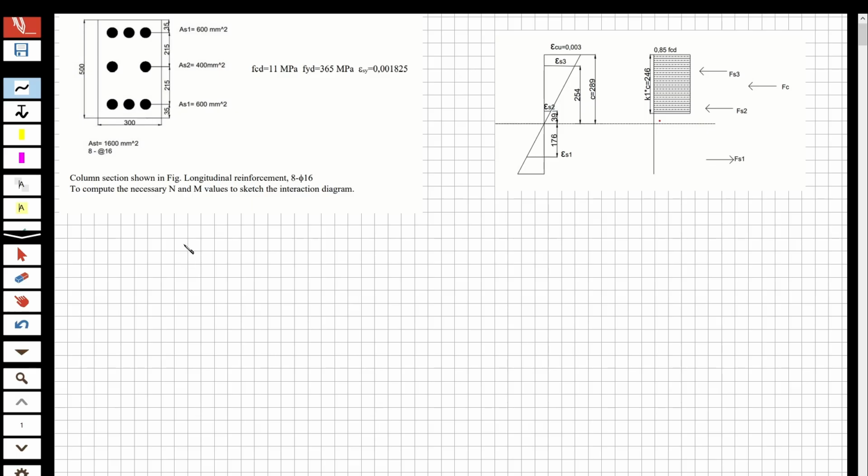In this video we are going to solve a question about the reinforced concrete column, and the question will be determining the interaction diagram of the column. Now you can see on the screen the section of the column that we are going to solve.